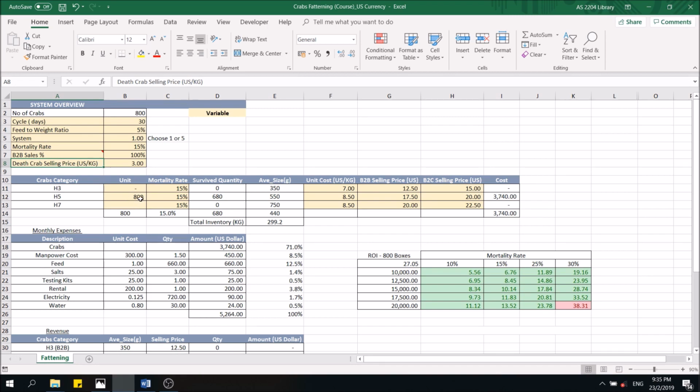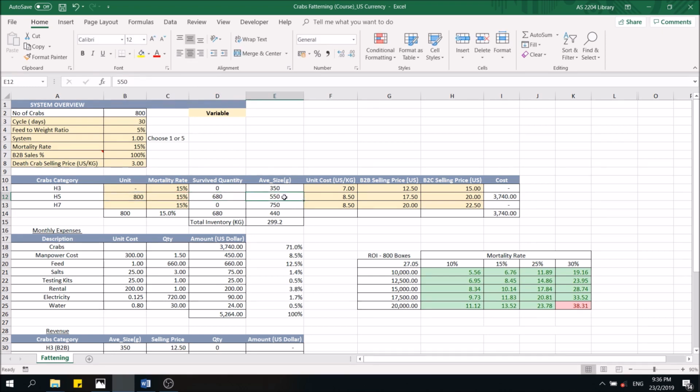Units means how many crabs are in these systems. Basically, it's the same as the first parameter, number of crabs. So actually, it links. Next, we have mortality rates, and this is the average mortality rate. And this mortality rate actually links with all of these three parameters. Next, we have survival quantity. Basically, survival quantity is the unit times 1 minus mortality rate.